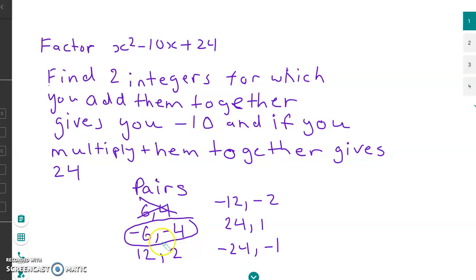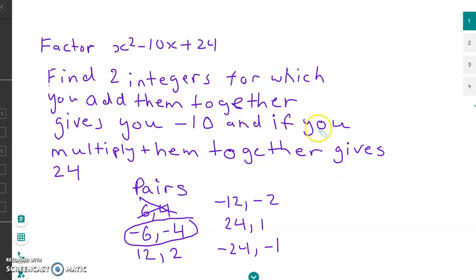Does that make sense? So you see the technique? What you do is find all the pairs of integers for which, if you multiply them together, it gives you 24. Then, out of those pairs, find the pair for which, if you add them up, gives you minus 10. That's how you're able to find A and B. So now we found our A and B, minus 6 and minus 4. These are our pair of integers.